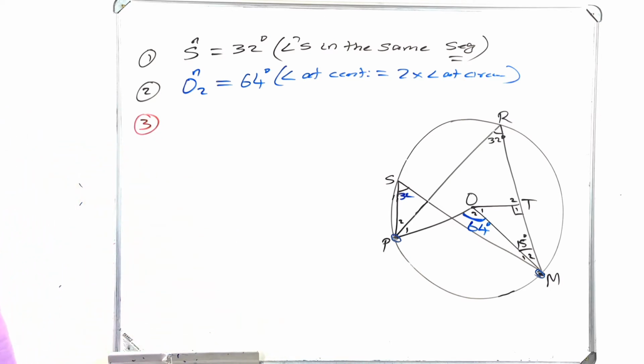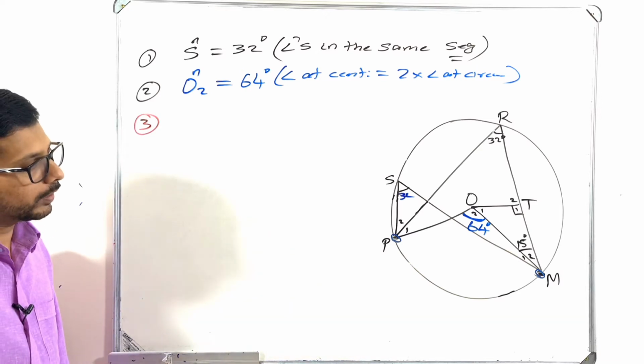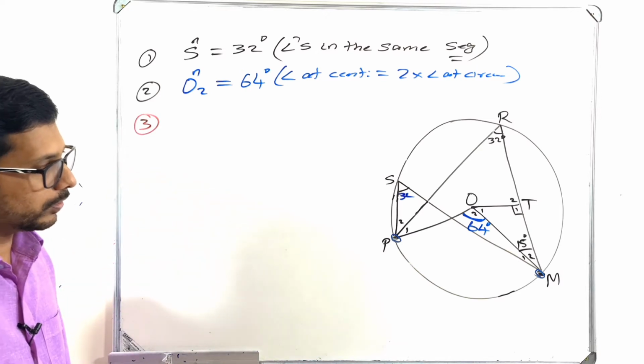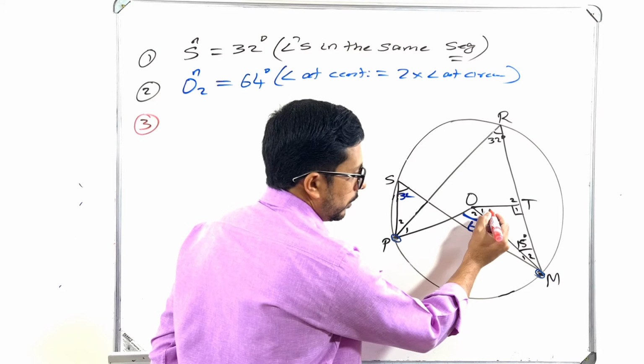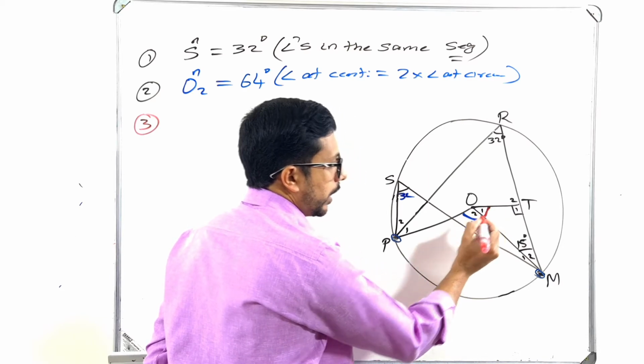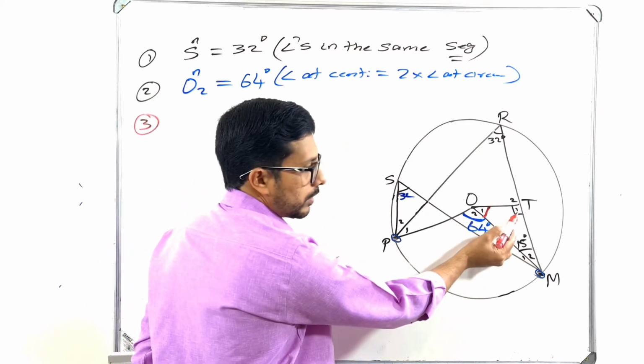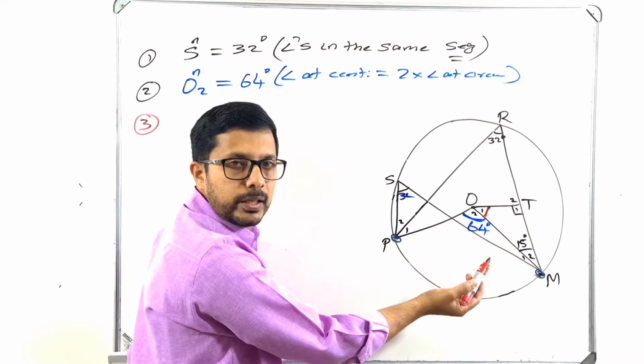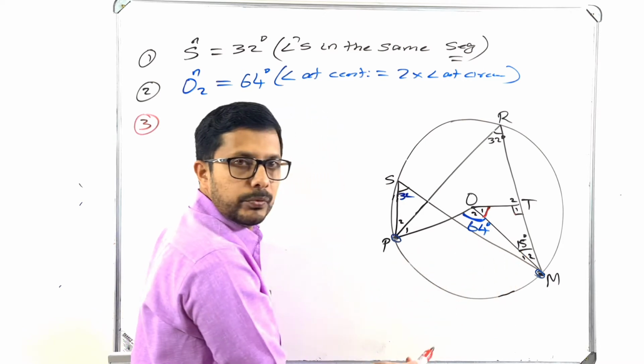Question number 3, angle O1. You have to find O1. How can you find O1? That's a simple question, is it not so? Look at this one. This is angle O1. You have to find this angle. So what is this angle? It is given as 90 degrees. What is this one? 15 degrees.